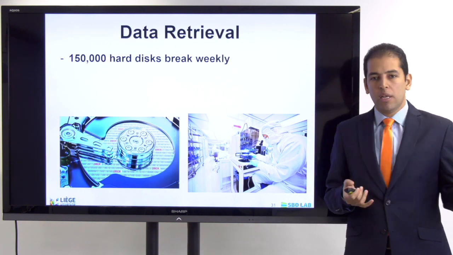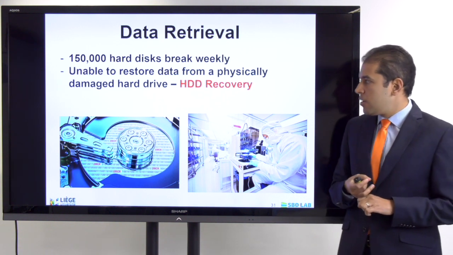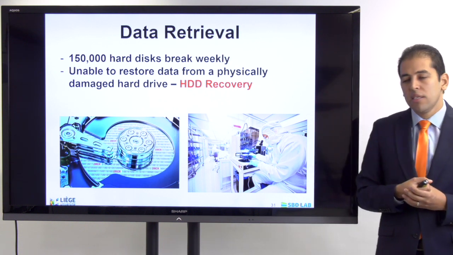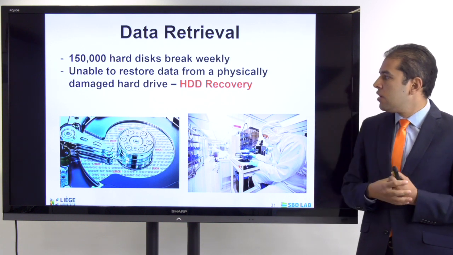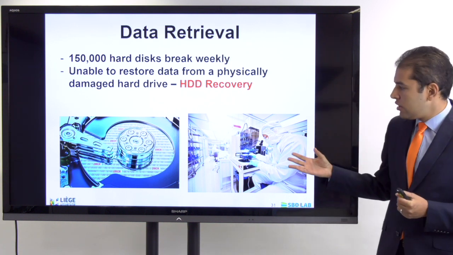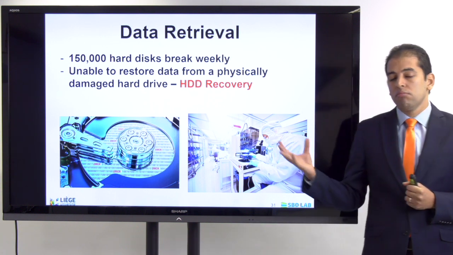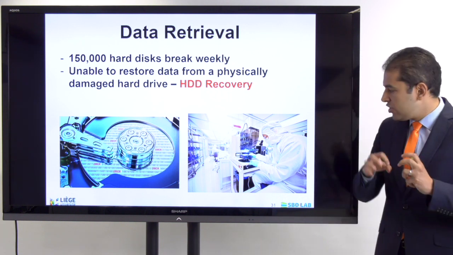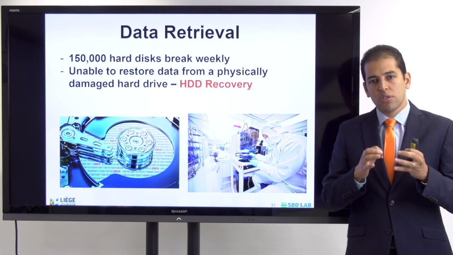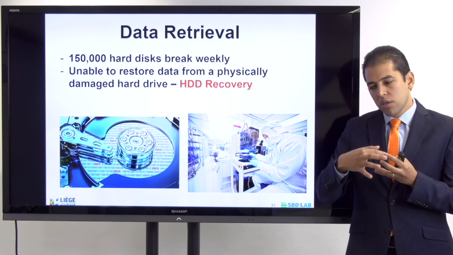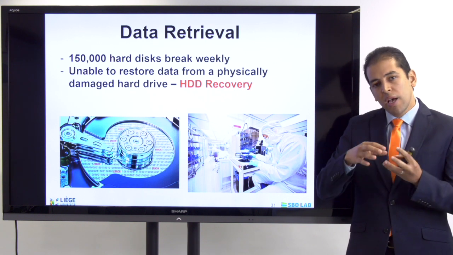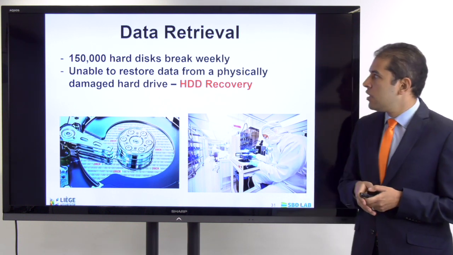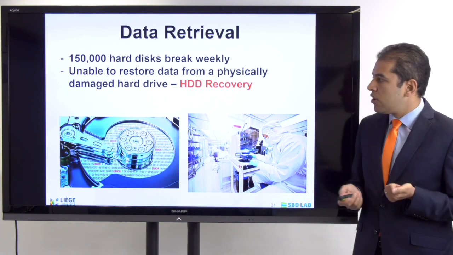150,000 hard disks break weekly worldwide. People are unable to restore the data from a physically damaged hard drive, so they can have a problem in this case. The only way to recover data from a damaged hard drive is to send it to a clean lab. A clean lab will charge you not less than €1,000, or $1,000, in this range, plus or minus, depending on the data, just to open the hard disk, move the reader unit, and check what they can retrieve and what not. And no company will give you a promise of 100% recovery of your data.